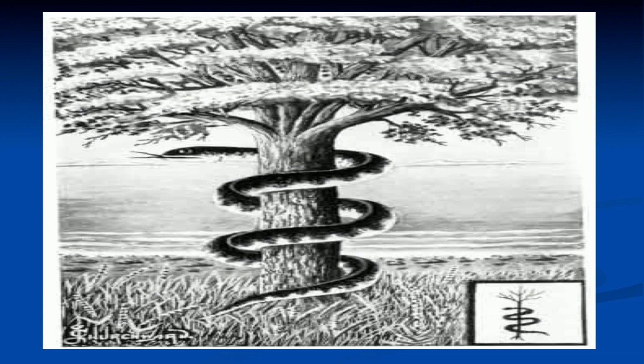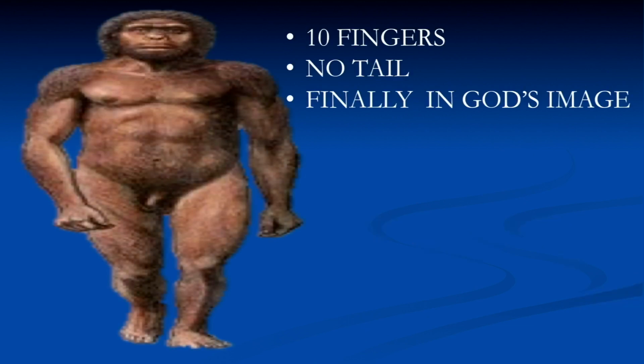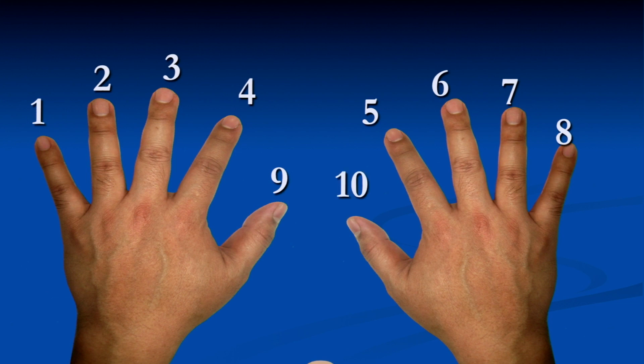The serpent actually resides in the tree of the knowledge of math. So he's going to bite the tail off. There it goes. And now you have a man. Okay, 10 fingers, no tail, finally in God's image, and math has been unlocked, right? Let's look at our hands. 1, 2, 3, 4, 5, 6, 7, 8, 9, 10.